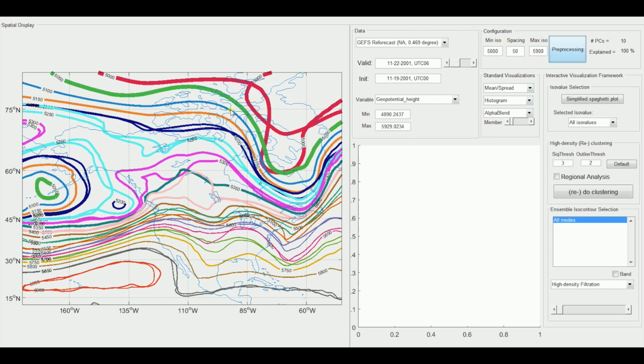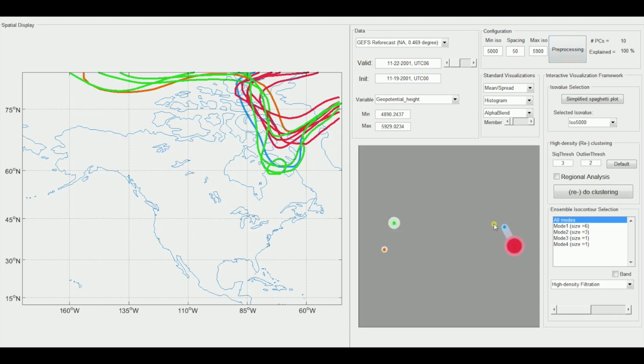A thick representative isocontour indicates its member isocontours have a large variability and vice versa. From this overview, we can select interesting isovalues for detailed exploration. For example, we can left-click to select isovalue 5000.